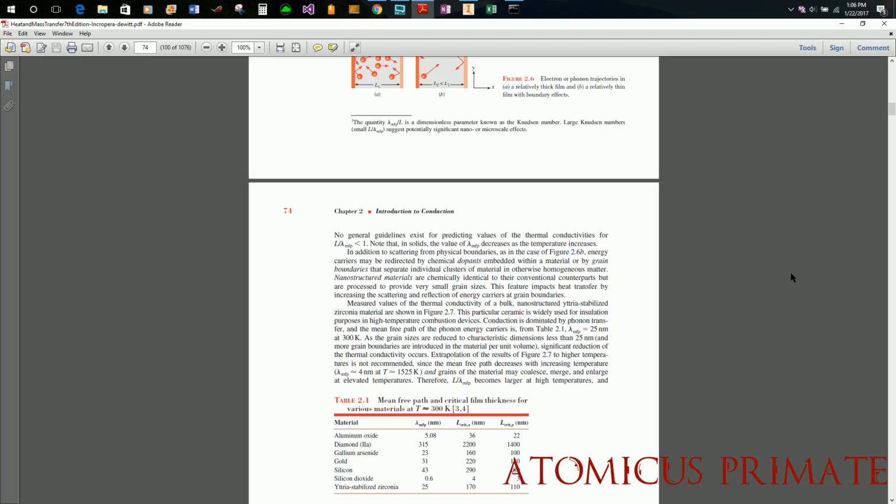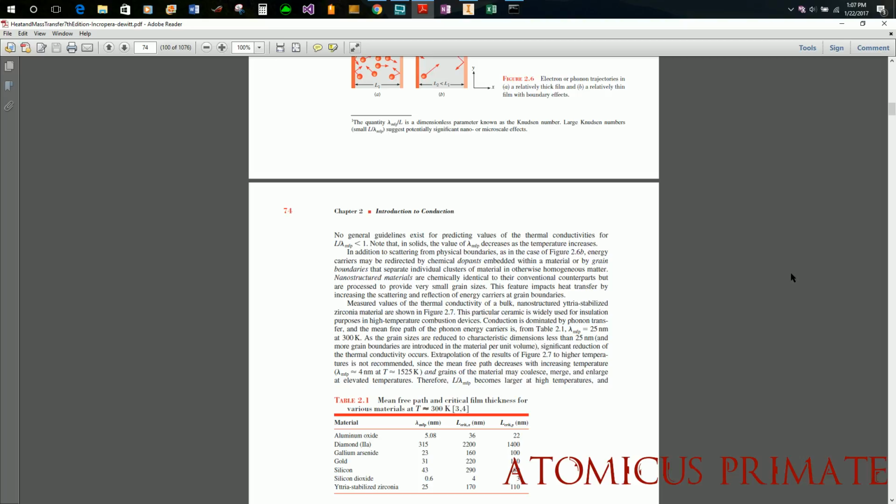Measured values of thermal conductivity of a bulk nanostructured yttria-stabilized zirconia material are shown in figure 2.7, and I assume yttria stabilized means it's stabilized with yttrium, the element on the periodic table. Maybe not, but that's my guess. This particular ceramic is widely used for insulation purposes in high-temperature combustion devices.